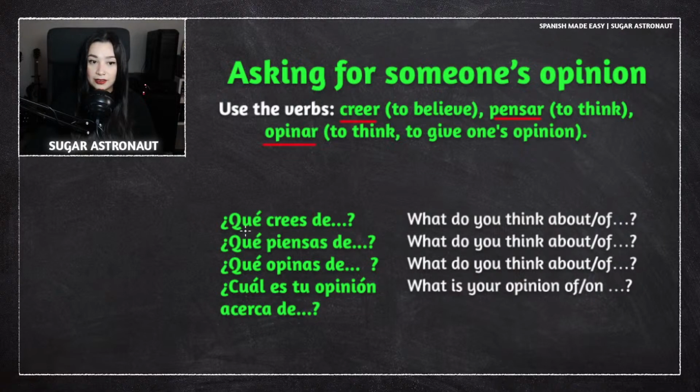Now, the first question, if you're going to ask for someone's opinion, you can ask, ¿qué crees de? This means, what do you think about or of? The next one, ¿qué piensas de? Right here, in the first one you can see the verb creer, ¿qué crees de? And in the second one, we're using the verb pensar, ¿qué piensas de?